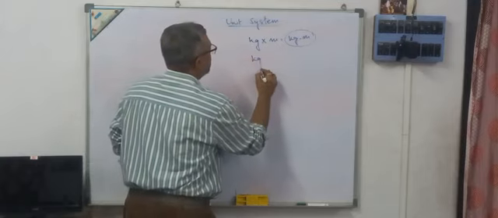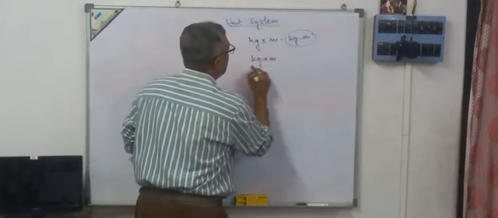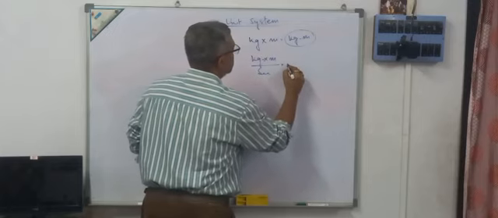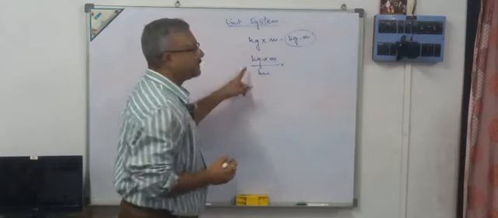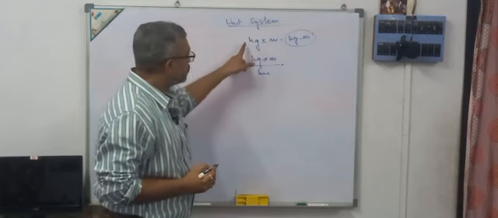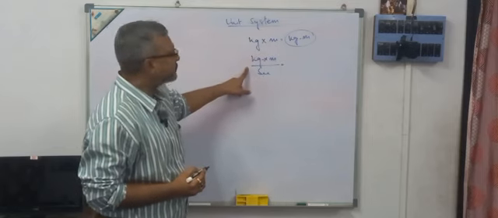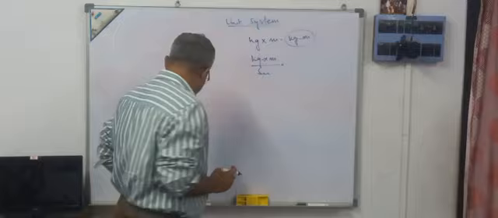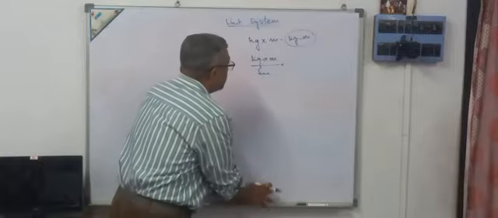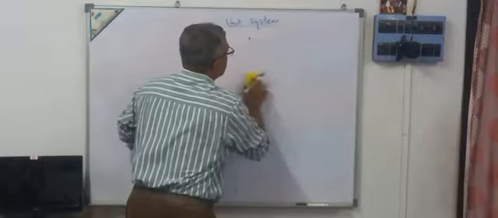If somewhere it is given kg into meter divided by second, that is kg meter per second, this is also a derived unit. So to calculate the derived unit, you must know the formula. So let us start with the basic fundamental derived units.